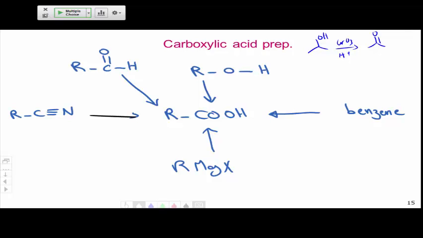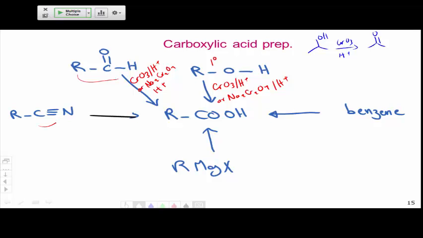So that alcohol must be primary alcohol. If I add chromium trioxide H+, or sodium dichromate H+, I'll end up with a carboxylic acid. Aldehyde to carboxylic acid, there is no limitation. Any aldehyde can do so. The reagent is exactly the same as that of a primary alcohol to carboxylic acid.